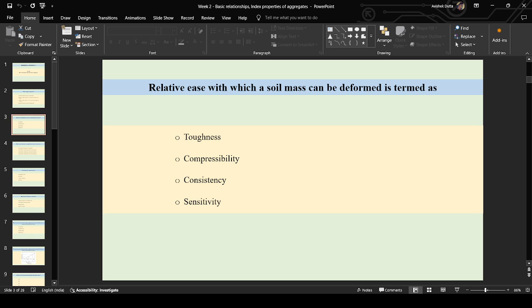I repeat, relative ease with which a soil mass can be deformed is termed as. The options are toughness, compressibility, consistency, or sensitivity. Okay, next question.